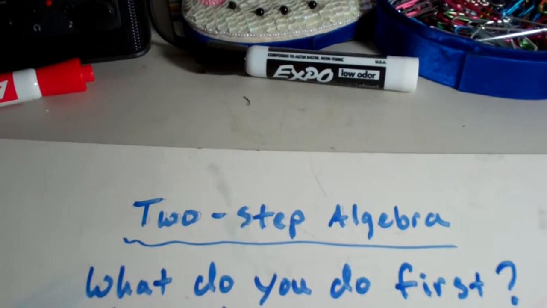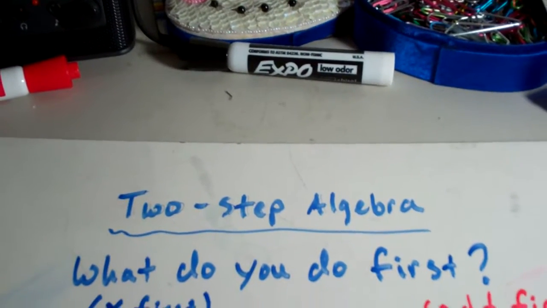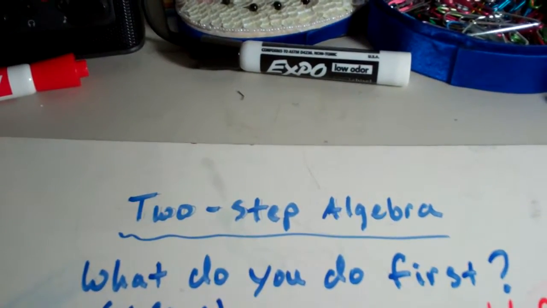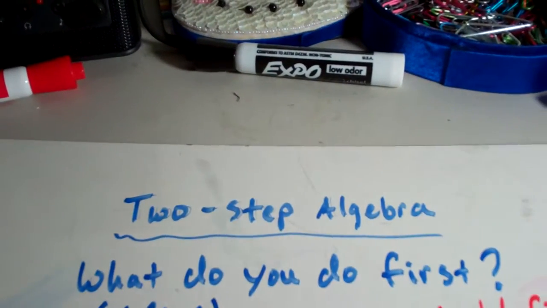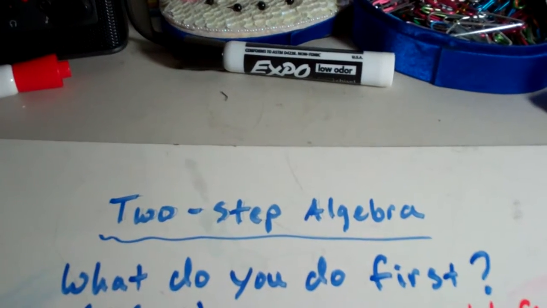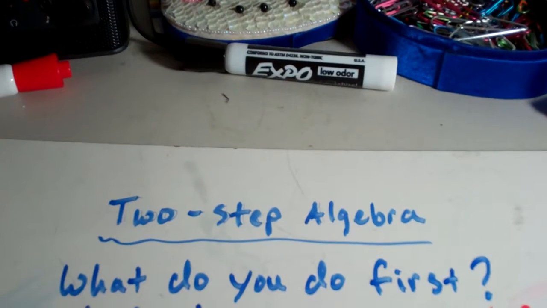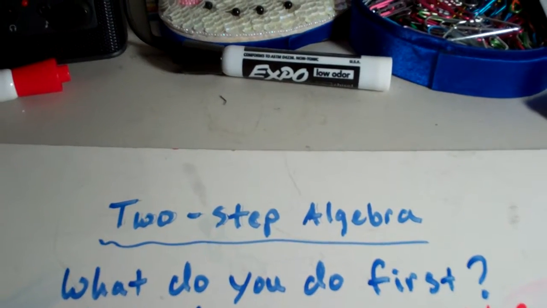I'm going to teach you how to solve two-step algebra problems. And the big question when we're solving two-step algebra problems is what do you do first? I'm going to show two examples that will hopefully clarify the difference. And what I mean by do first is what inverse operation is going to occur first.